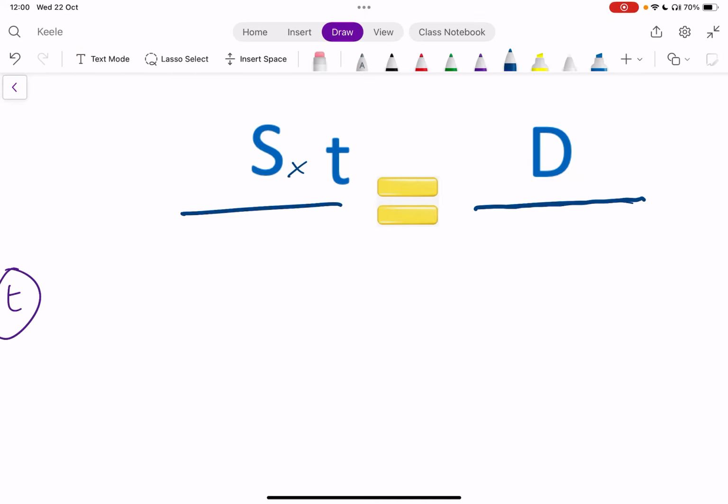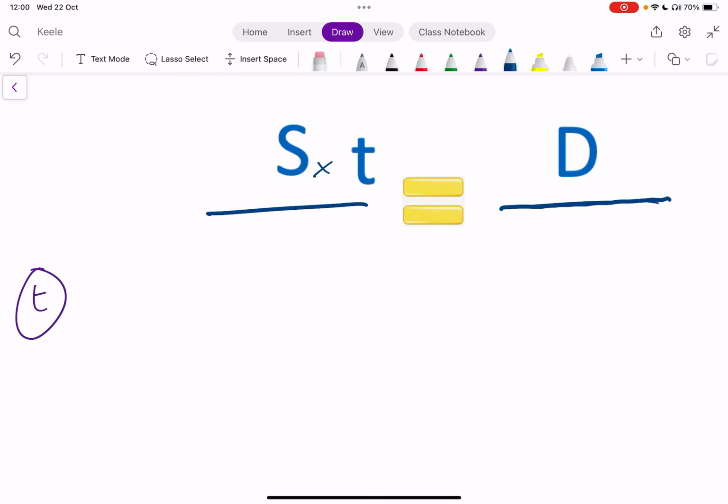We've got speed times time. But I want the equation for time, so I need it to be on top. Tick, got that. I need it to be on its own. No, haven't got that. Why is it not on its own? Because this is there. So what I need to do now is move the speed. I can't move time because I've got it so that it's on its own and on top.